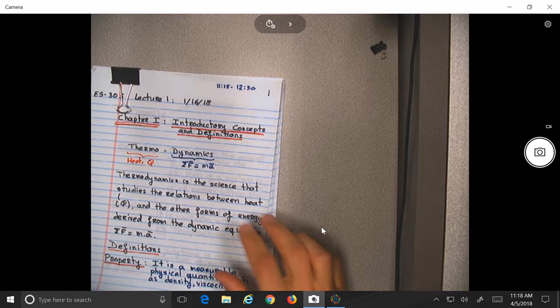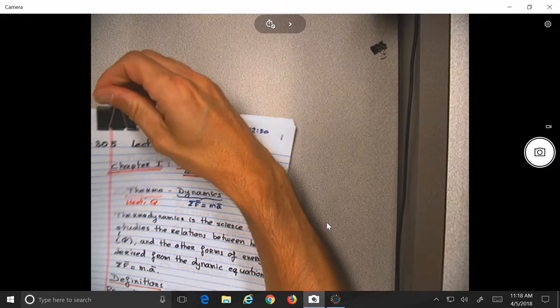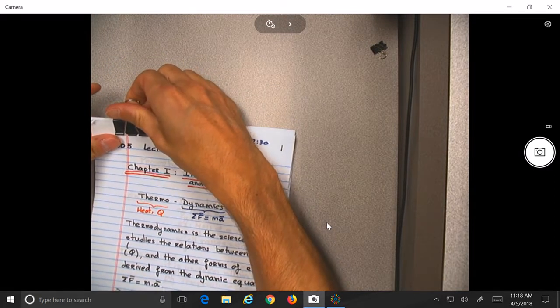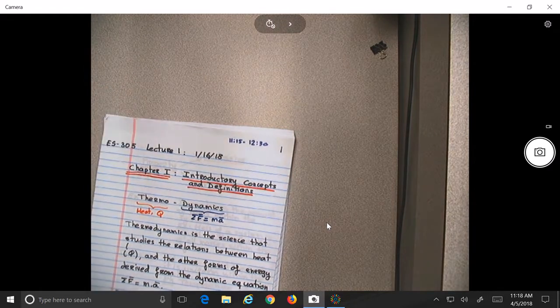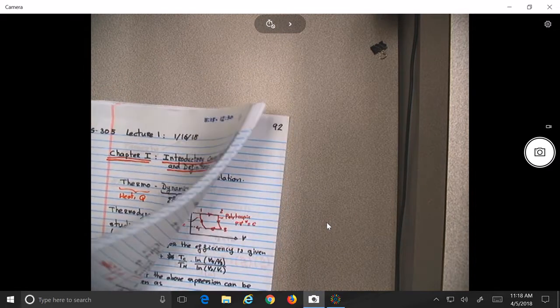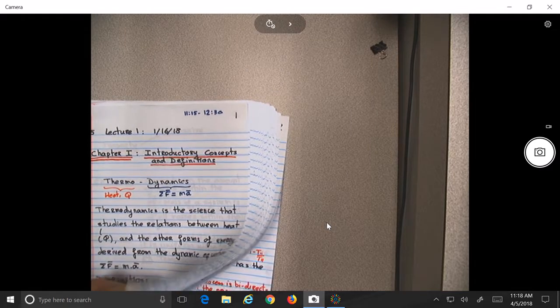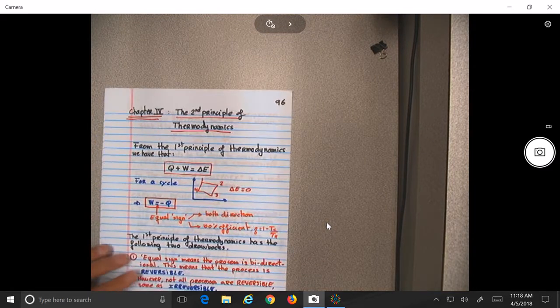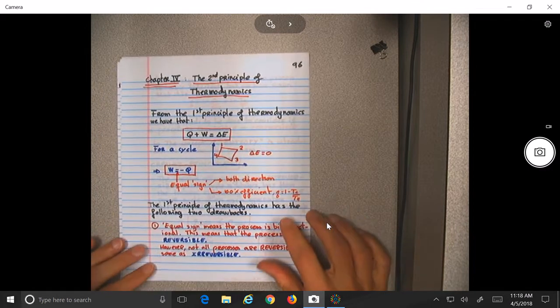Alright guys, so let's get started. So let's see what we did last time. Last time I think I returned the exams, and then we continued with this chapter, which is the second principle of thermodynamics and entropy.